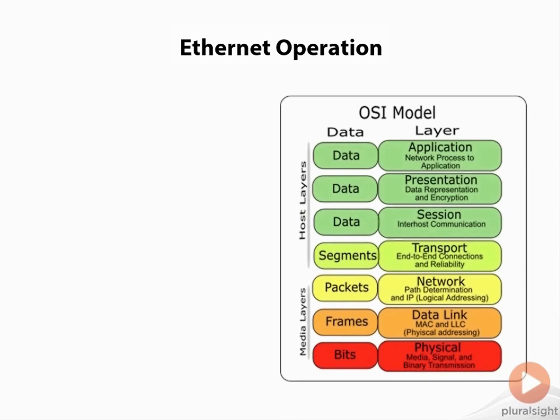Alright, let's move on to Ethernet operation. If you've worked in just about any IT field for very long, you have probably heard someone refer to the OSI model. OSI stands for Open Systems Interconnection Model. The OSI model is a standardized, 7-layer stratified representation of the functions of a given data communication system.